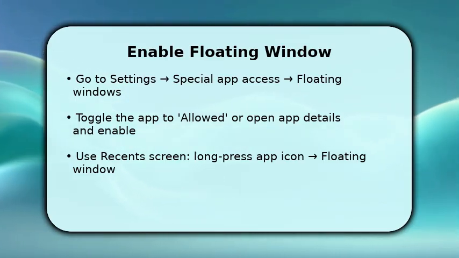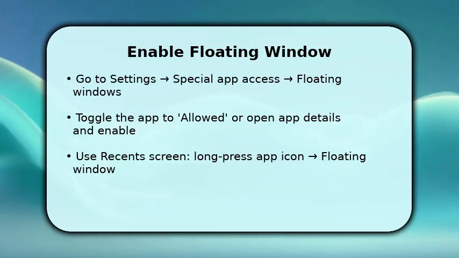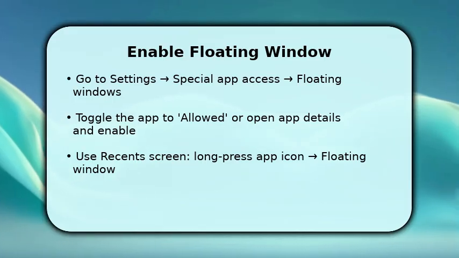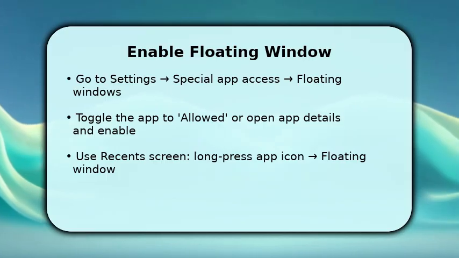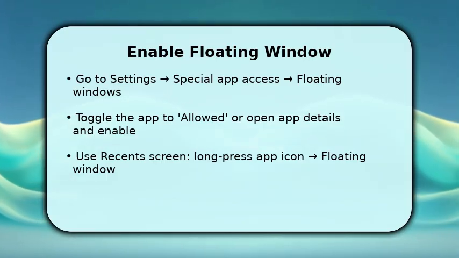To create a window, open Recents, long press the app card or icon, and pick Floating Window. This creates a movable mini window. You do this because MIUI separates permission from activation. One unlocks capability, the other triggers the actual floating instance.